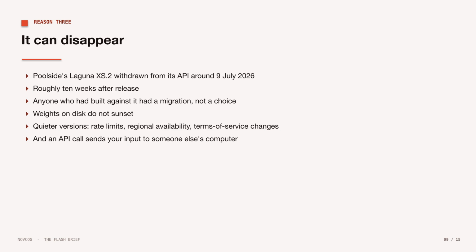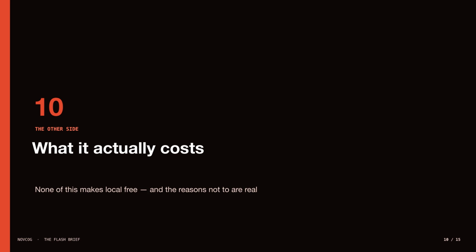And there is a quieter version of the same category. Rate limits, regional availability, terms of service changes, and the plain fact that an API call sends your input to somebody else's computer. Under a confidentiality obligation, that last one is often the whole argument by itself. That is the case for local. Now the other side, and I want to give it real weight rather than wave at it on the way past.